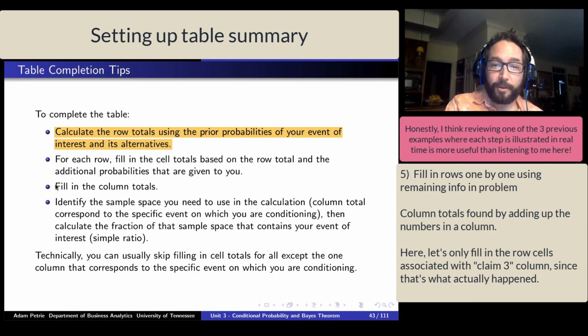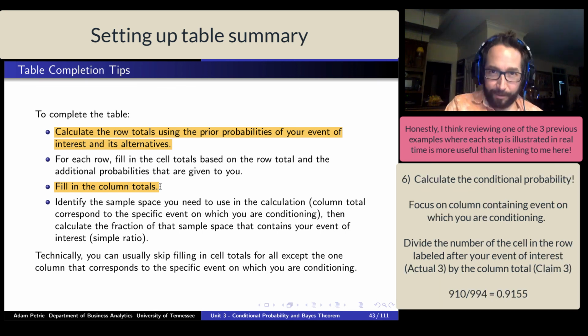And then you can fill in the column totals. In fact, you only need to fill in the column entries for that one column that's representing the piece of information that you are using to condition on. So you really only need to fill in one column, and then the answer is just a simple ratio. That column and how it's broken down gives you your new sample space. Then you simply count up the number of entries in that row for the event of interest, divide by that column total, and you have your conditional probability.